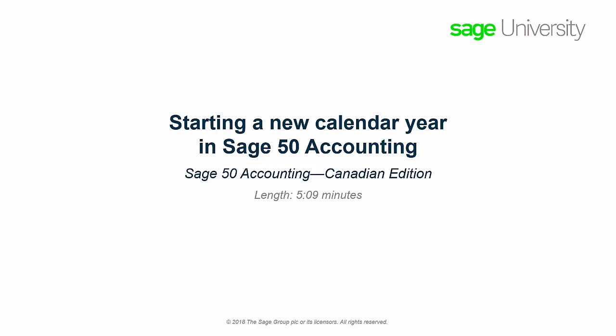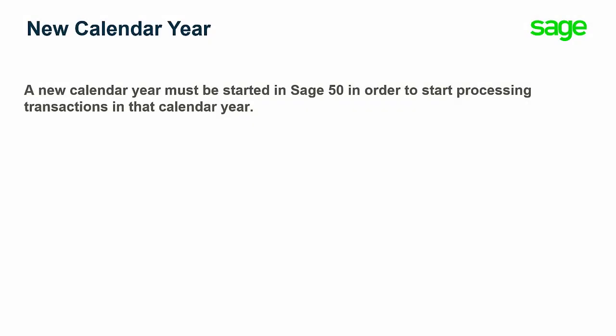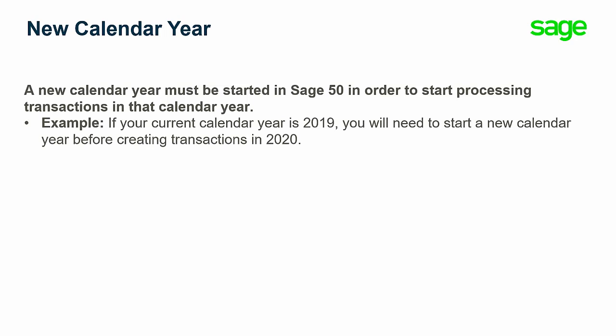Over the next few minutes, we will describe what a calendar year end is and how to process it in Sage 50. A new calendar year must be started in Sage 50 in order to start processing transactions in that calendar year. As an example, if your current calendar year is the year 2019, you will need to start a new calendar year before creating transactions in 2020.